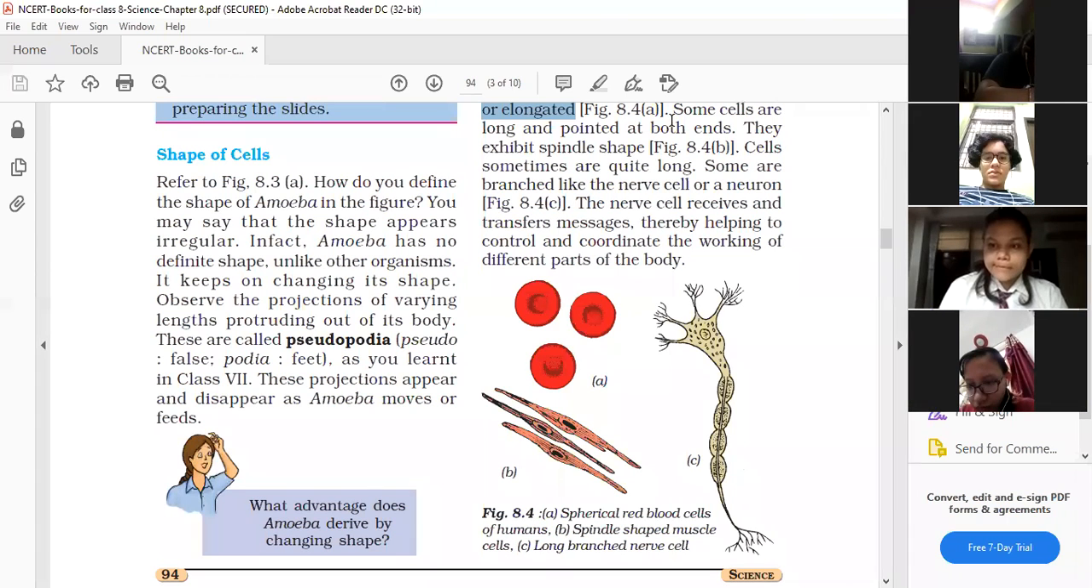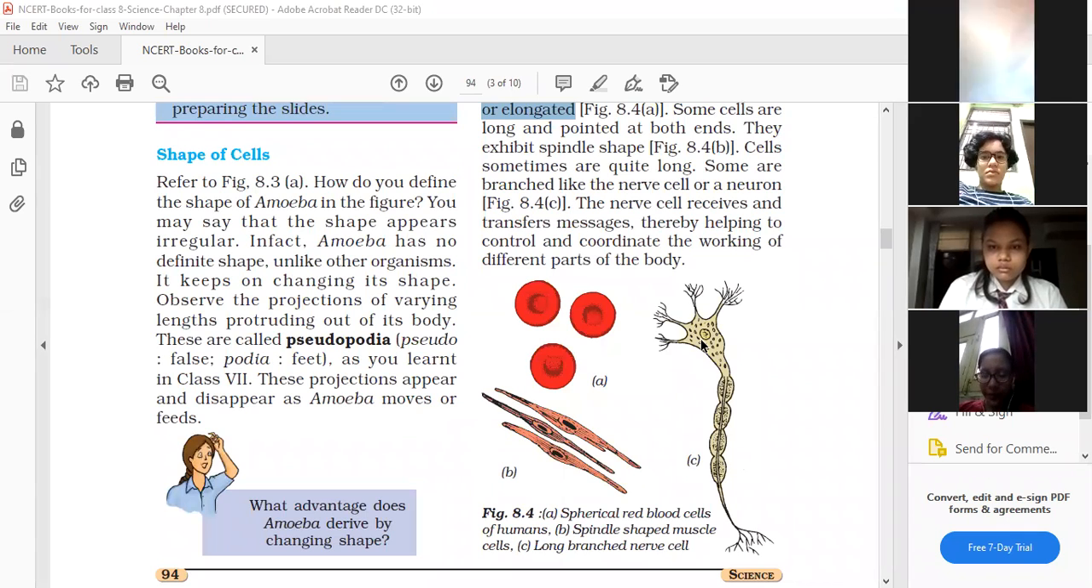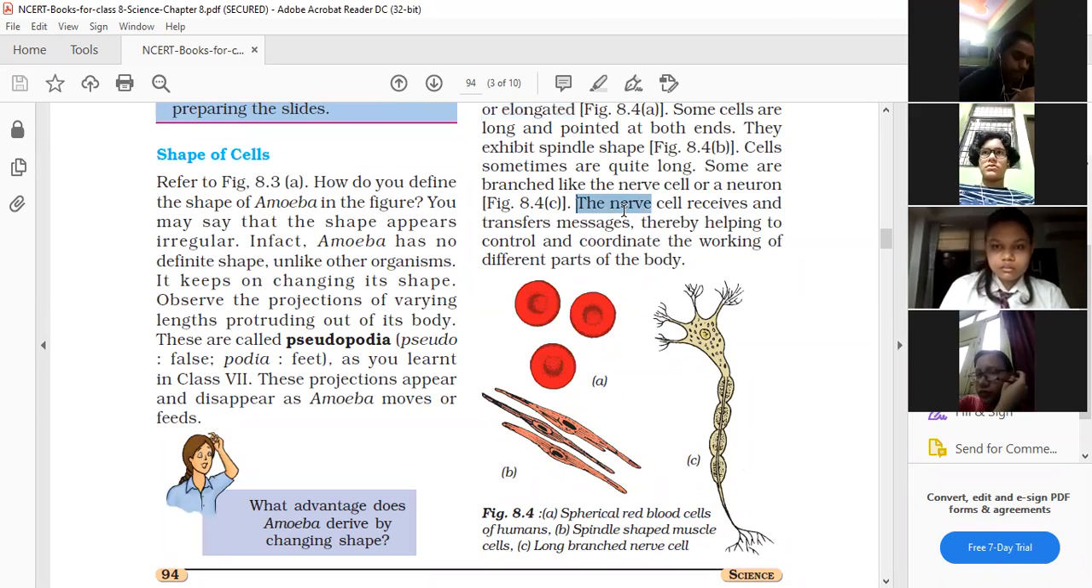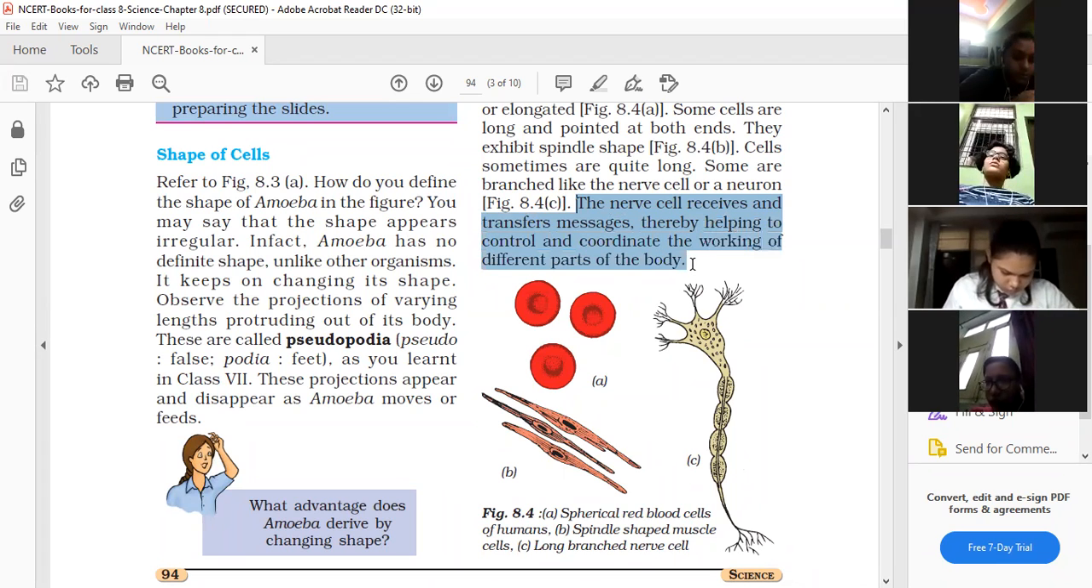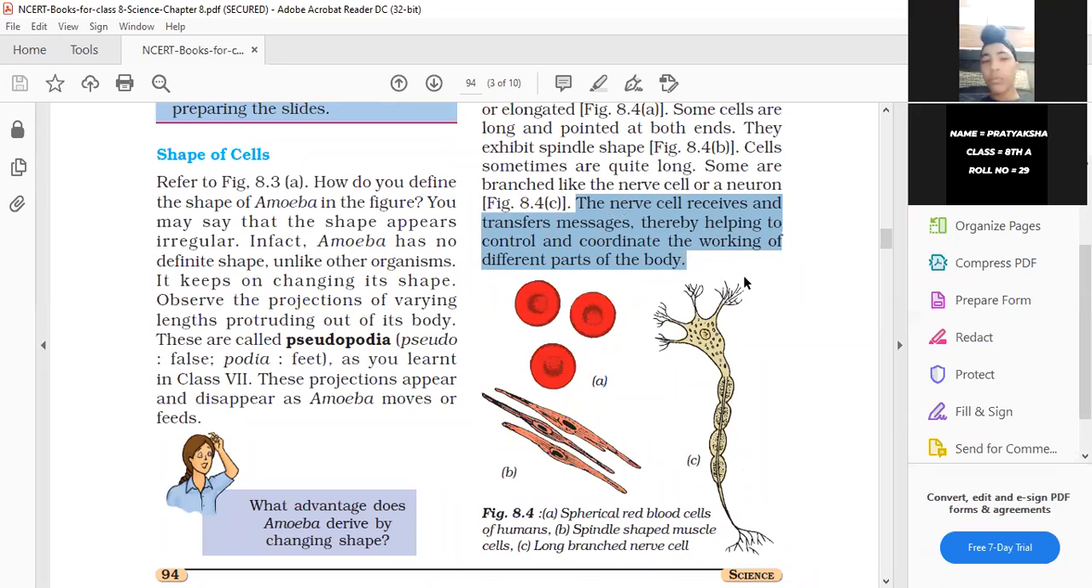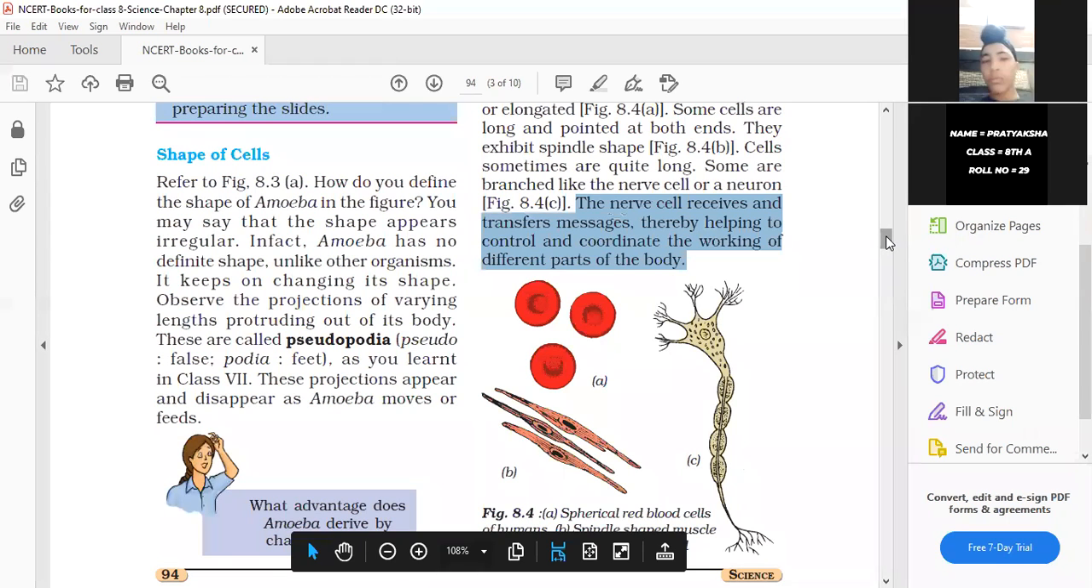So kindly underline why these nerve cells, neurons, are long and what their function is. It's a very important question. The nerve cell receives and transfers messages and helps to control and coordinate the working of different parts of the body. The brain coordinates with all parts of the body. That's why the nerve cell receives and transfers messages to all parts of the body, and that's why they are branched and long.